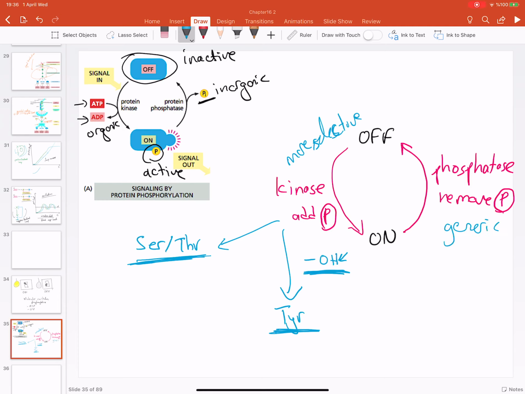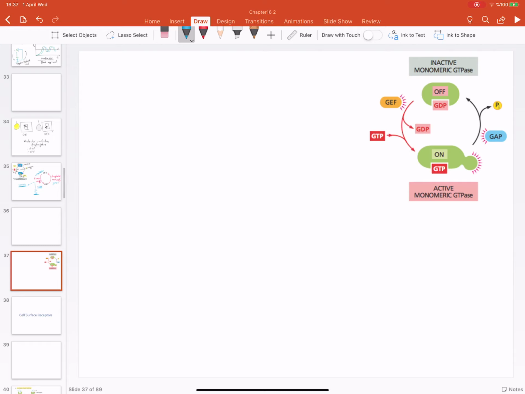We don't have many phosphatases, though we have several kinases in the cell. This is the story of kinases. We will always come back to them. Kinases are so central.